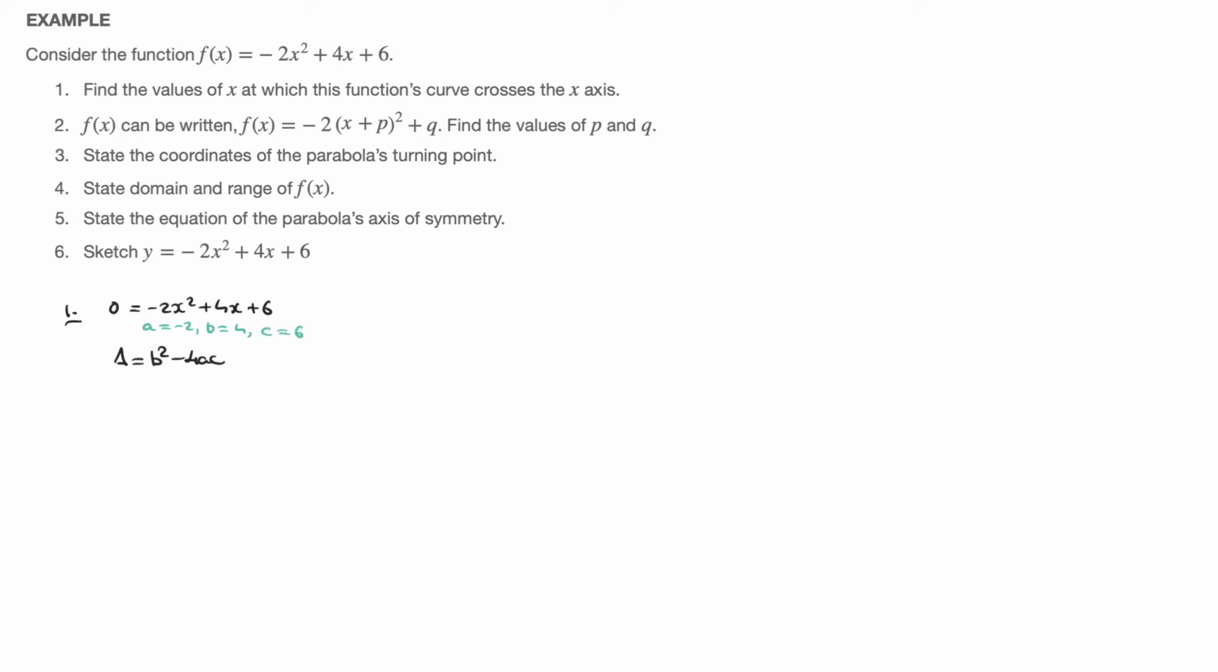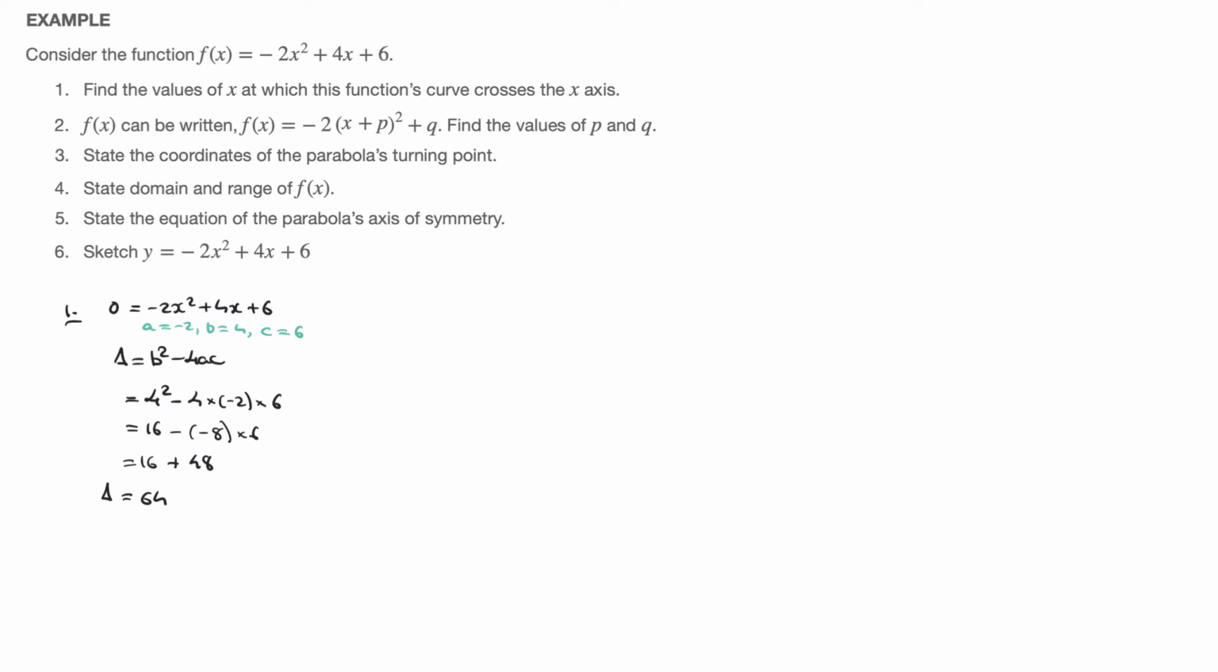Yeah? So replacing a, b, and c by the values we have here, that quickly turns into delta is equal to 4 squared minus 4 times a, which is negative 2, times c, which is 6. That's equal to 16 minus negative 8 times 6. That's equal to 16 plus how much? What's 8 times 6? 48. Right. Okay. So you end up with delta, which is equal to 64.